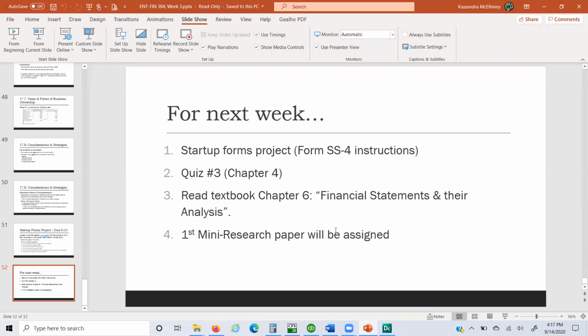For next week, due will be our startup forms project, as will be quiz 3. I should have that possibly done by the end of the day today. This is the 14th, Monday, so we'll have it by the end of Monday. If not today, tomorrow. There will be reading. Chapter 6 will be financial statements and their analysis. And our first mini research paper will be assigned next week, and we'll cover balance sheets.